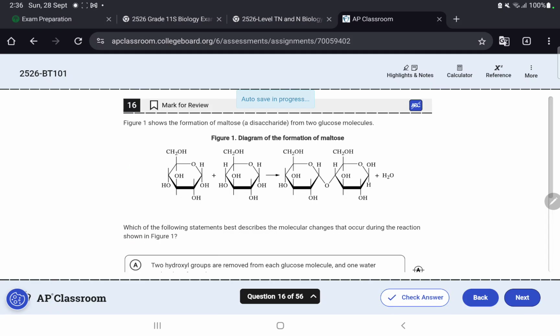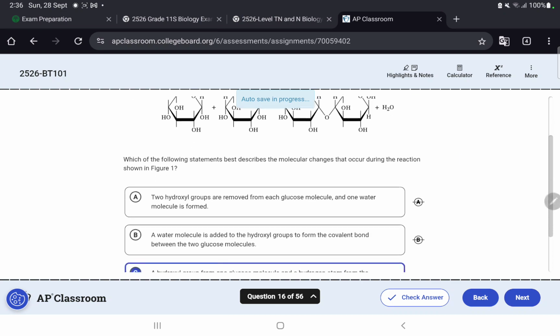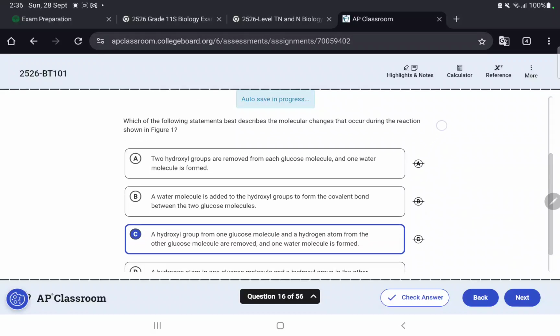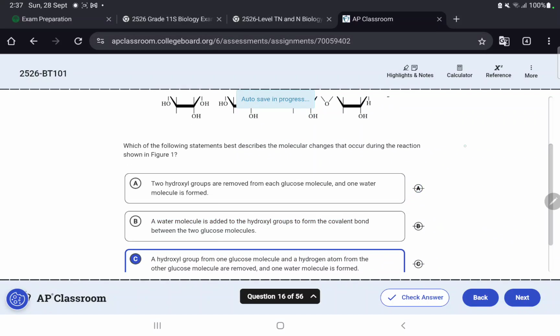Which of the following statements best describes the molecular changes that occur during the reaction? Okay, so here, as you can see, what's it called? As you can see, wait, okay, one second, what's going on?